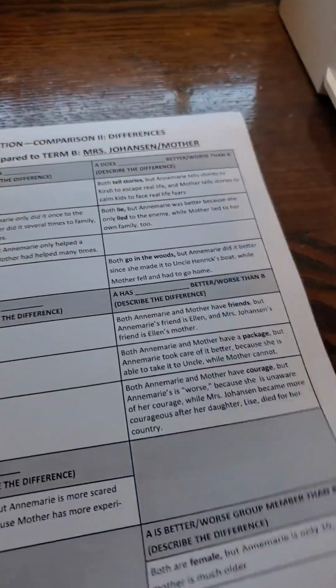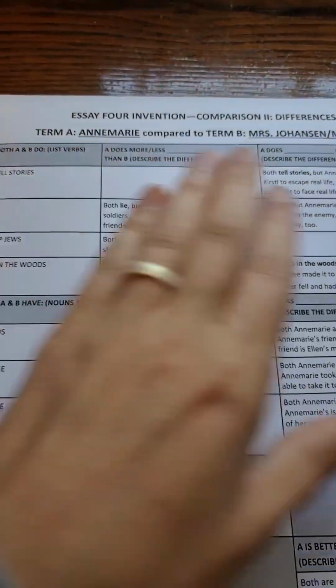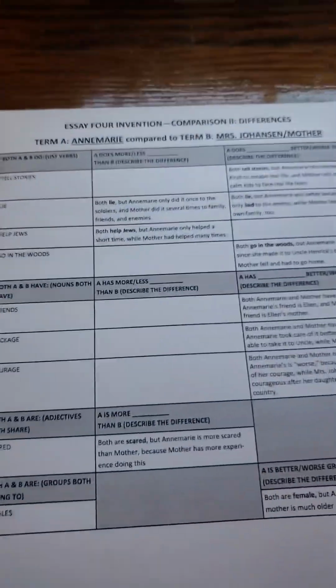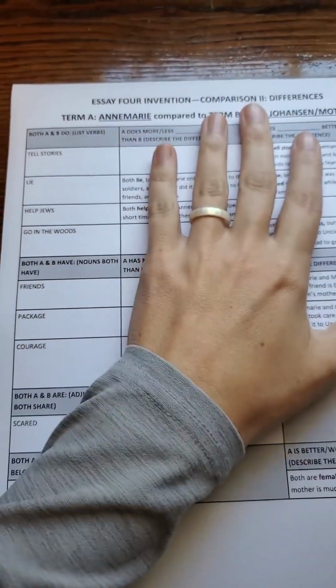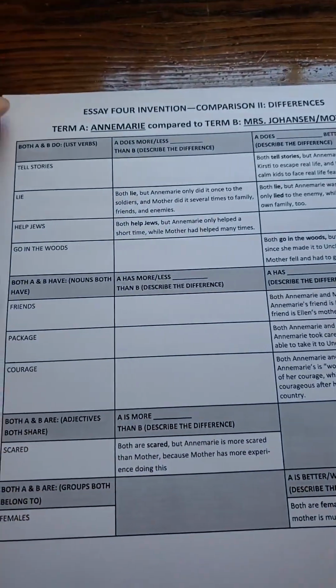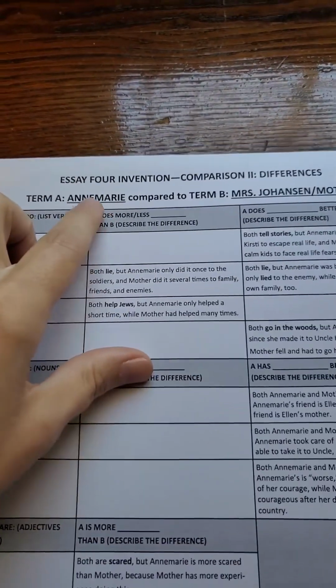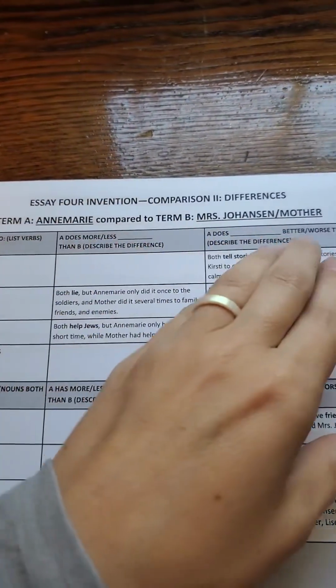So I'm going to flip this around. All right. So the sheet looks like this, except that it's blank, and this is what it looks like filled in. So the very first thing that we're going to have them do is actually do the similarities. So the first thing you're going to do is come up with terms. So my term is Anne-Marie, and I'm going to compare her to her mother.